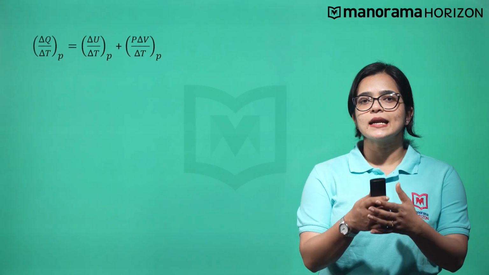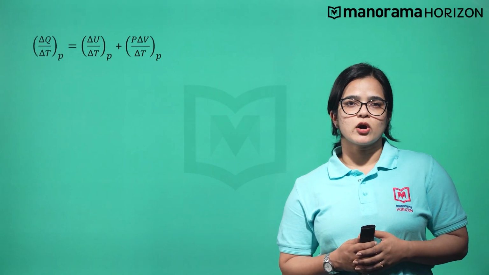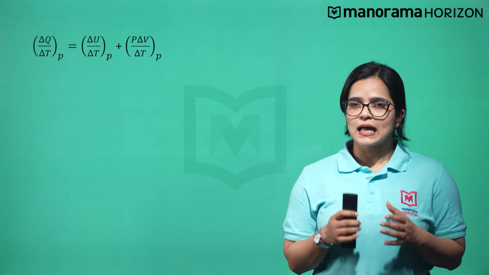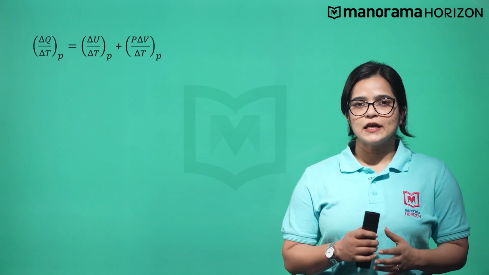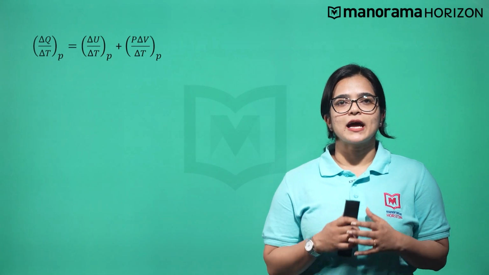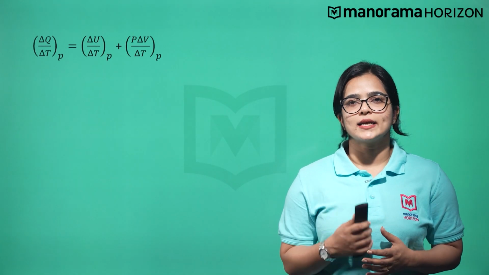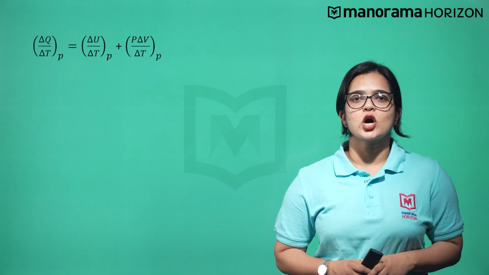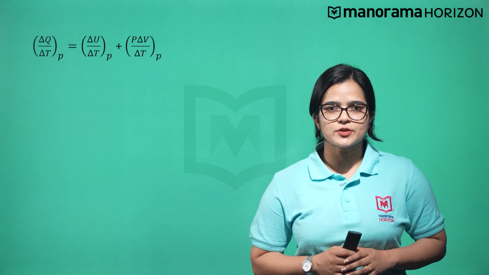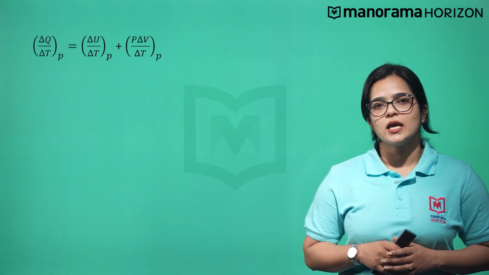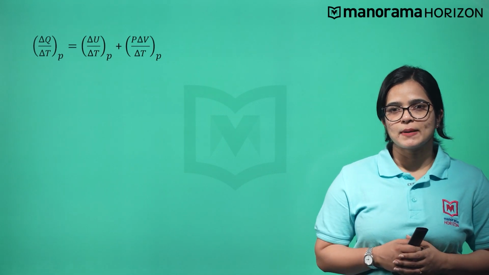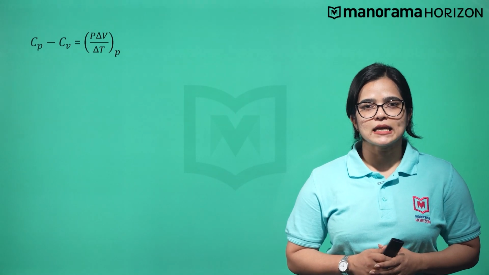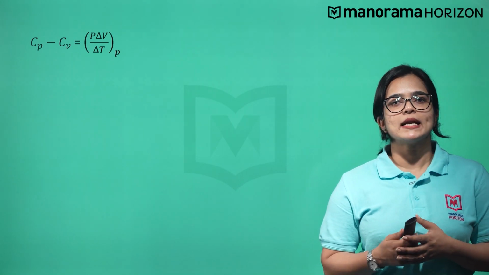Now once again consider the first law of thermodynamics. This time consider that a heat delta Q is absorbed by the given substance to increase the temperature by delta T, and the pressure is kept constant. Therefore, delta Q by delta T at P equals delta U by delta T at P plus P delta V by delta T at P. But the internal energy does not depend on volume. Therefore, the equation becomes delta Q by delta T equals delta U by delta T plus P delta V by delta T. Now, subtracting Cv from Cp, we get Cp minus Cv is equal to P delta V by delta T at constant pressure.